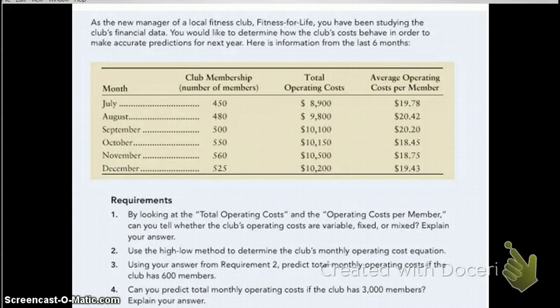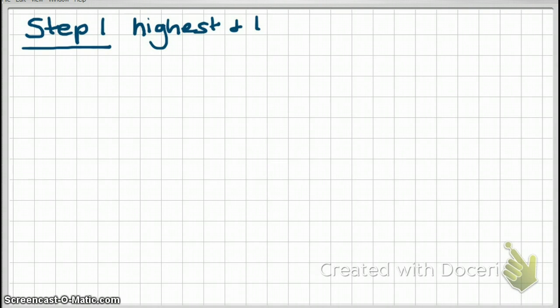Those are costs. So you're going to look at which month has the lowest volume and which month has the highest volume. Take a minute to look at them and I'll tell you soon which months had the highest and lowest volume. So step 1 says highest and lowest volume.